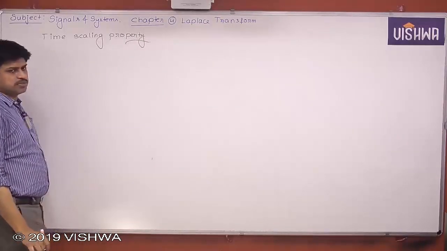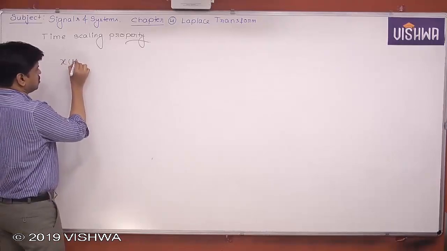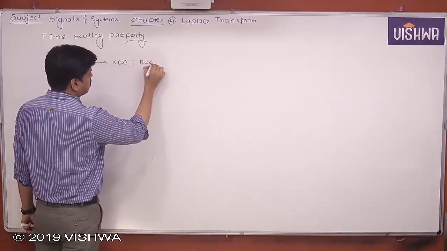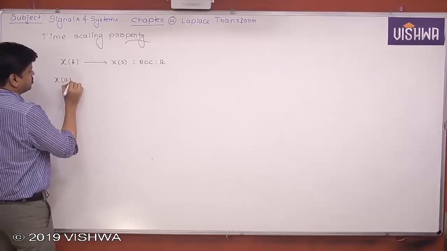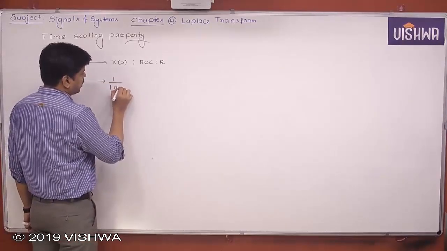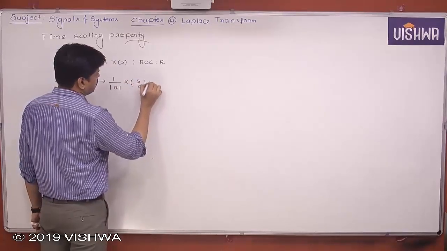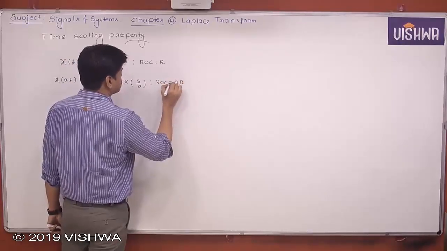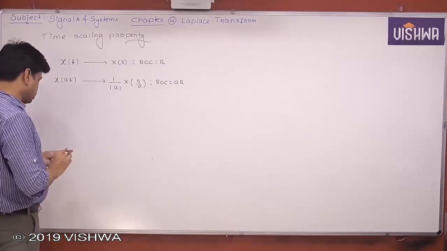Time scaling property. What is this? Let's see. X of t has x of s with ROC R. Then x of at has Laplace transform 1 by mod a x of s by a. What will happen to the ROC? It is equal to a into R. This is what it is going to be. Let's take one example.